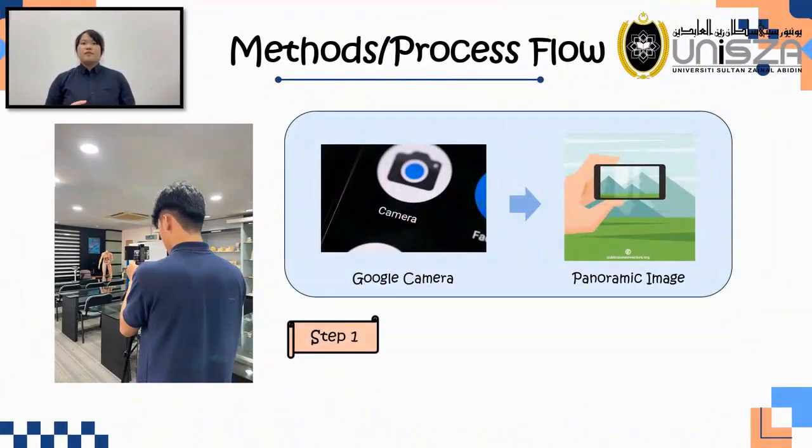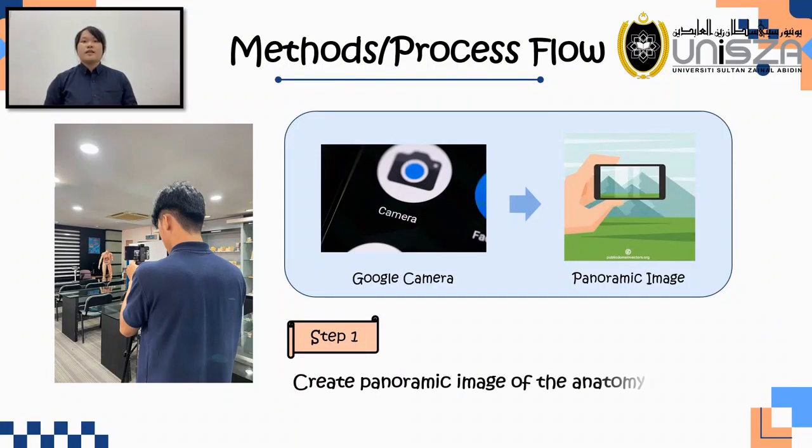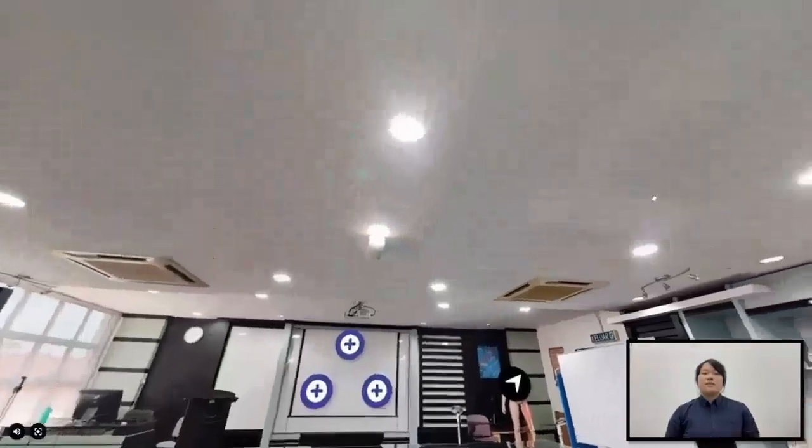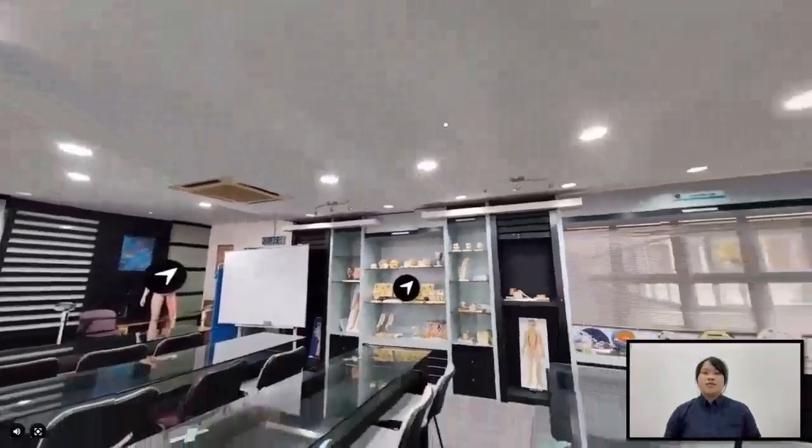The first step to develop the 3D virtual anatomy lab is to create a panoramic image of the anatomy lab using a smartphone with the Google camera application. So this is the panoramic image of our virtual anatomy lab.